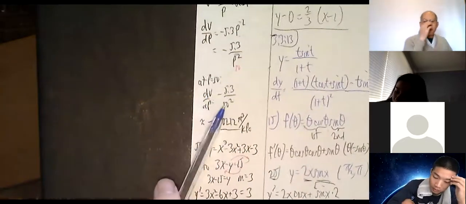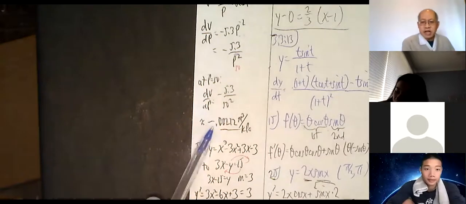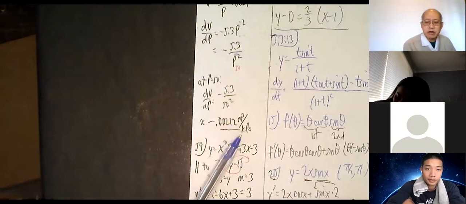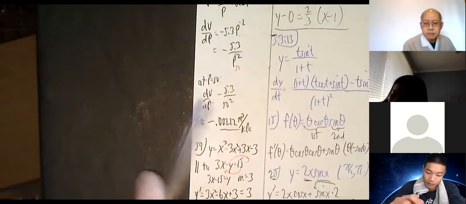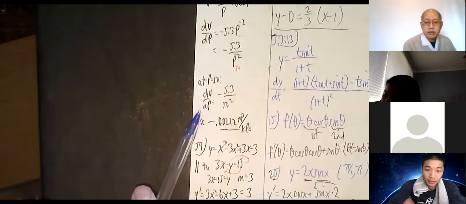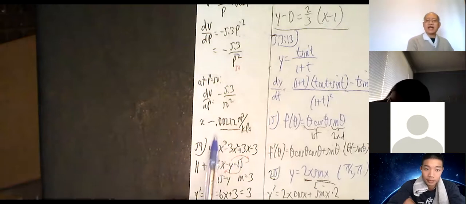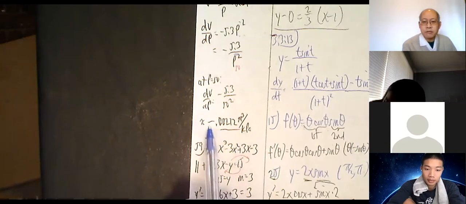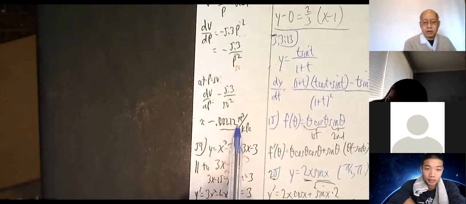So I plug in 50 squared and round it up to negative 0.00212. Cubic meters per kilopascal would be the units. Okay? Units of volume, cubic meters, units for pressure, kilopascal. And it's a negative, so that means if I increase the pressure by 1 kilopascal, the volume would decrease by 0.00212 cubic meters, which makes sense.